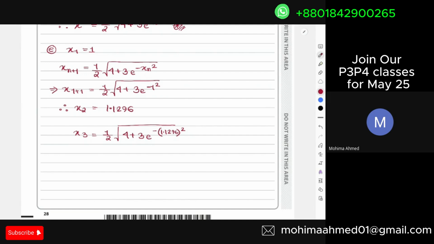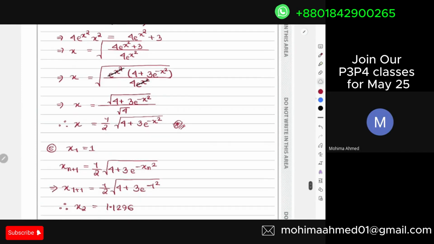1.1296, and that gives you the value for your x3, 1.09971. So up to 4 decimal places, this is 1.0997, right? So you got your value for x3. Tashdeep, so far, is there any question from part E? Tashdeep, any questions from part E? No, miss. Okay, this was your part E1.